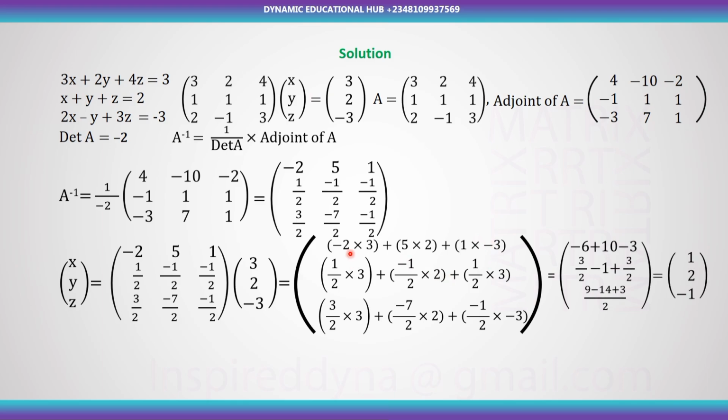Now minus 2 times 3, that will give us minus 6. 5 times 2, that is 10. And 1 multiplied by minus 3, that is minus 3. And 1 over 2 multiplied by 3, that is 3 over 2. Minus 1 over 2 multiplied by 2, that is minus 1. This plus times minus 1, that is minus 1. And 1 over 2 multiplied by 3, that is 3 over 2 here.